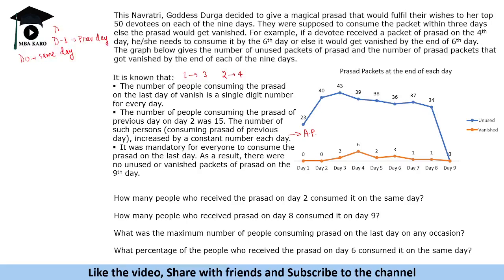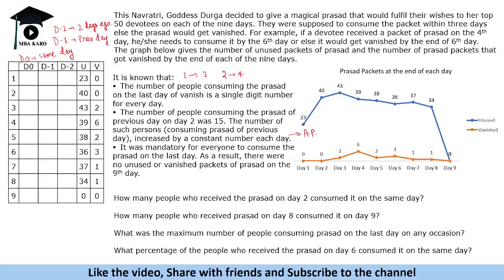And there will be the third category, D minus 2, you can call them, who consume prasad which was given 2 days ago. Right, so that is the last day they can consume. If they do not consume on D minus 2, this day, they will lose it. Right, so let us have a table. Let me show you how to draw a table of this kind of graph.